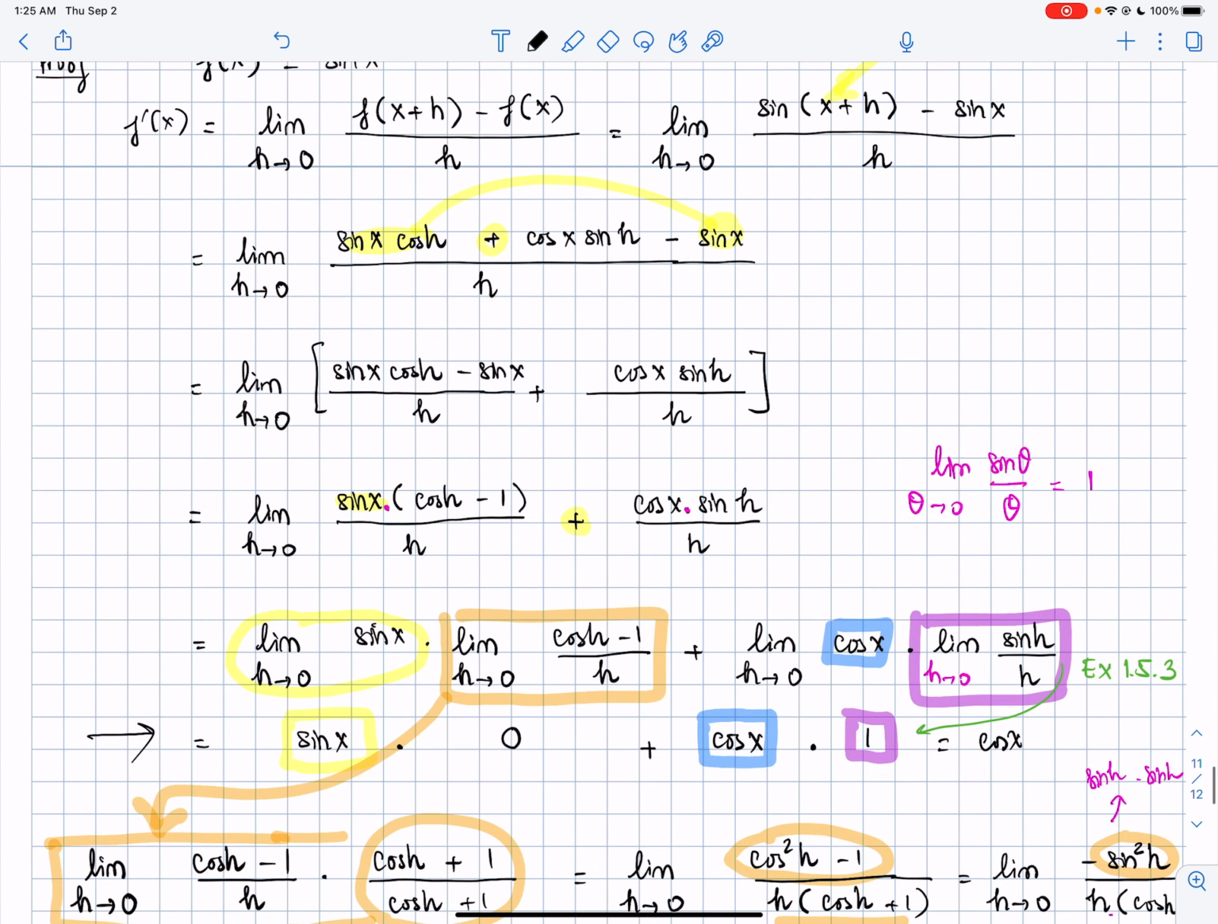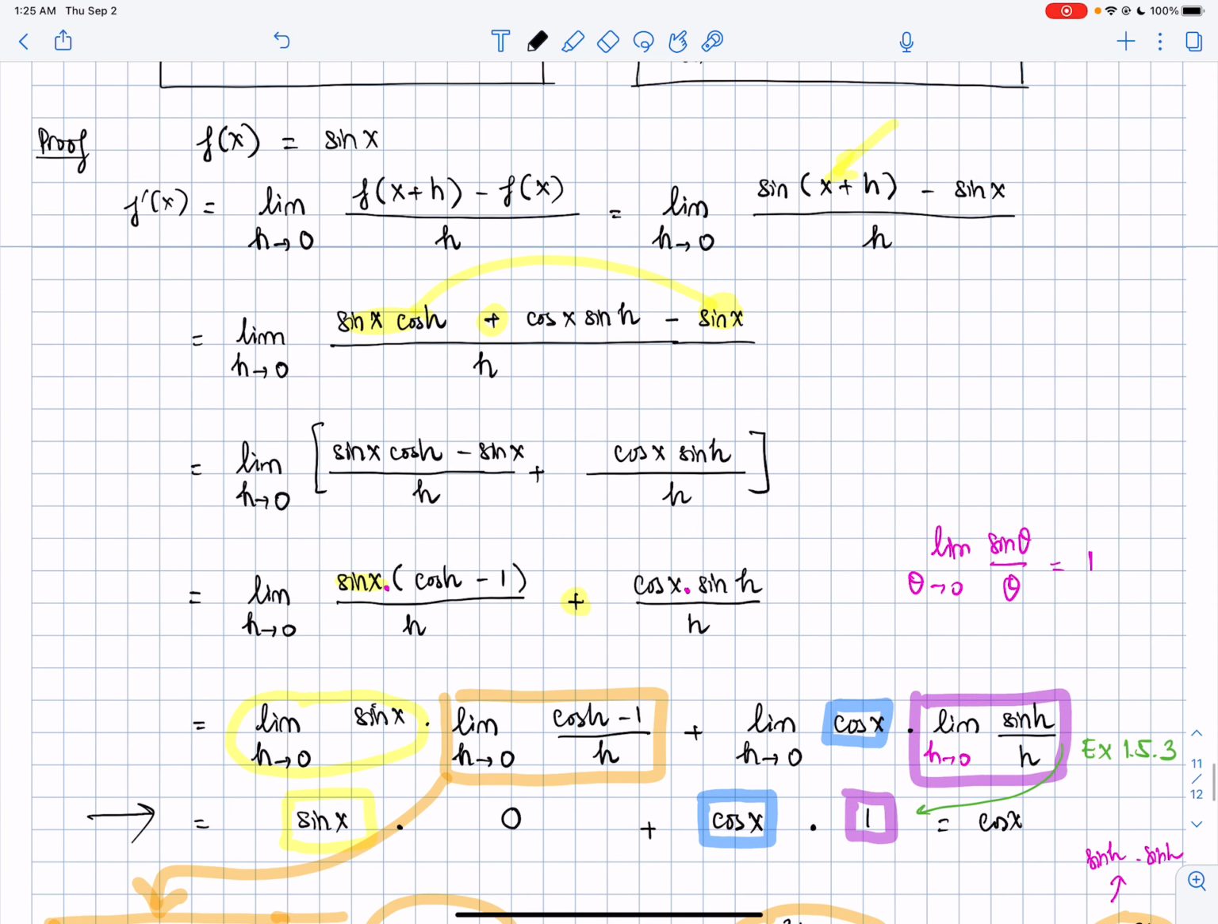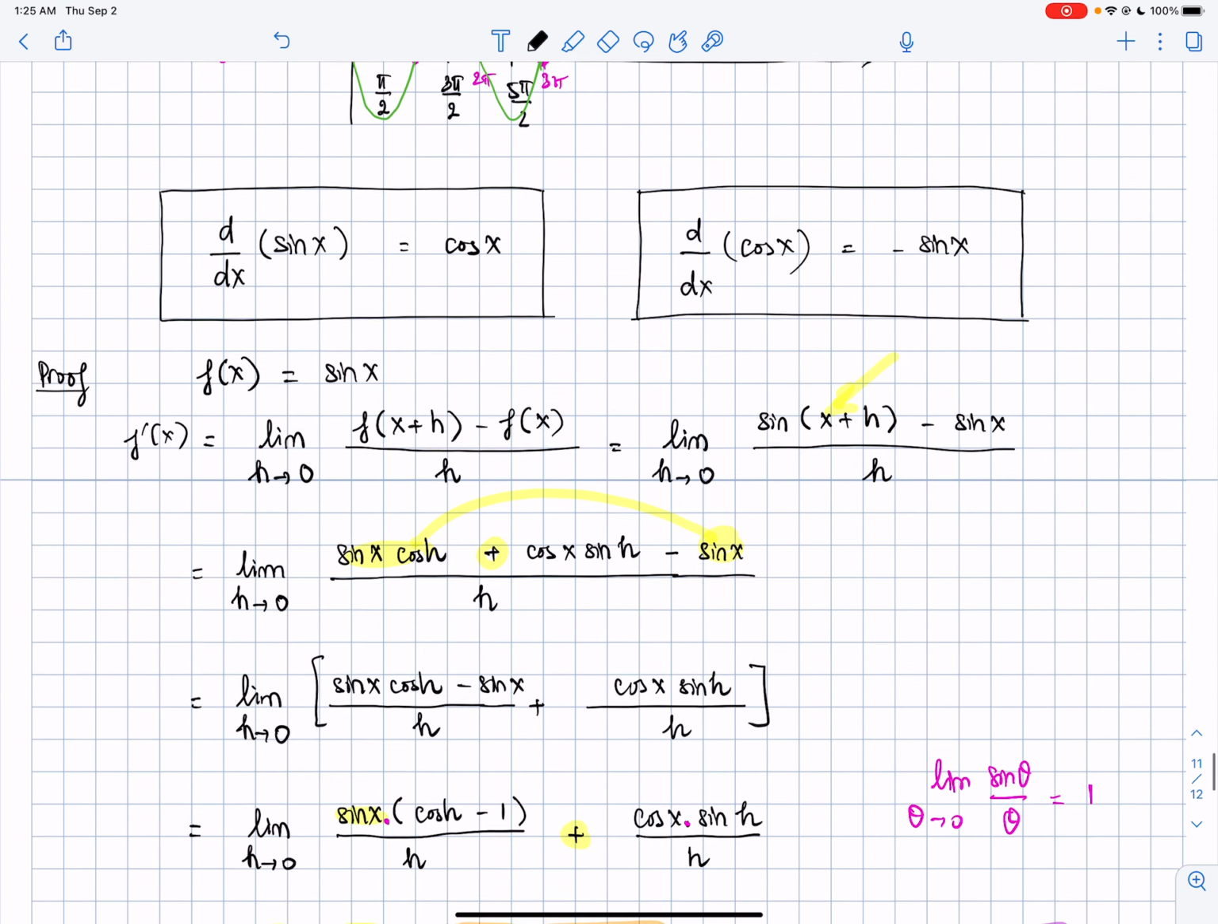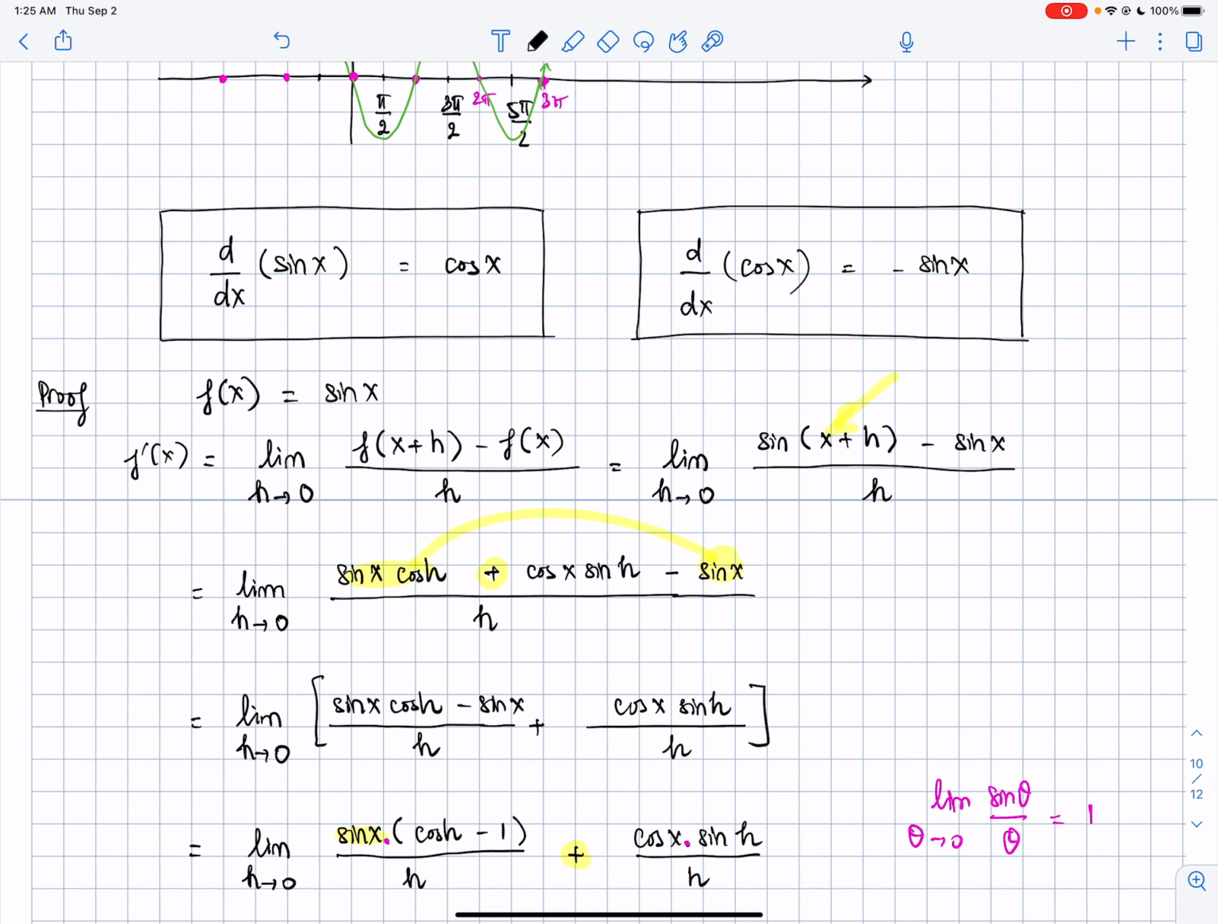So from the beginning, we have the function f of x, and we use the definition of the derivative, and we can prove that the derivative of sine of x is equal to the cosine of x. You can do a similar proof to show that the derivative of cosine of x equals negative sine of x.